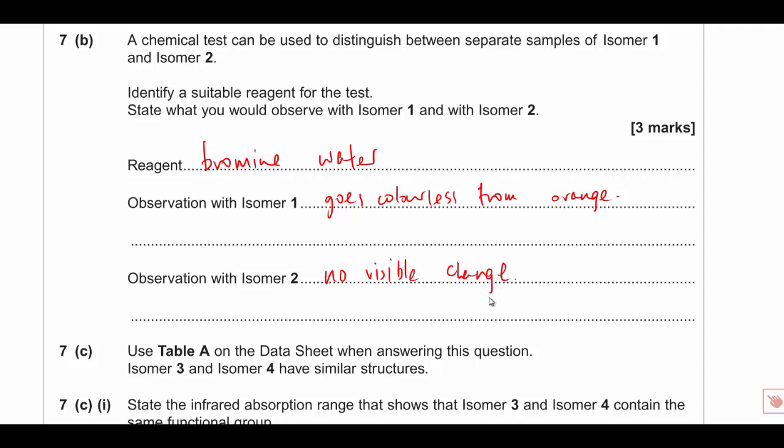Are we allowing no visible change? That's what they're allowing. No, we'll say stays orange. We'll stick with stays orange. That's probably a safer one there. Stays orange. 3 marks. Quite a lot of marks that for, you know, a simple test, which actually it's not really any more than GCSE.